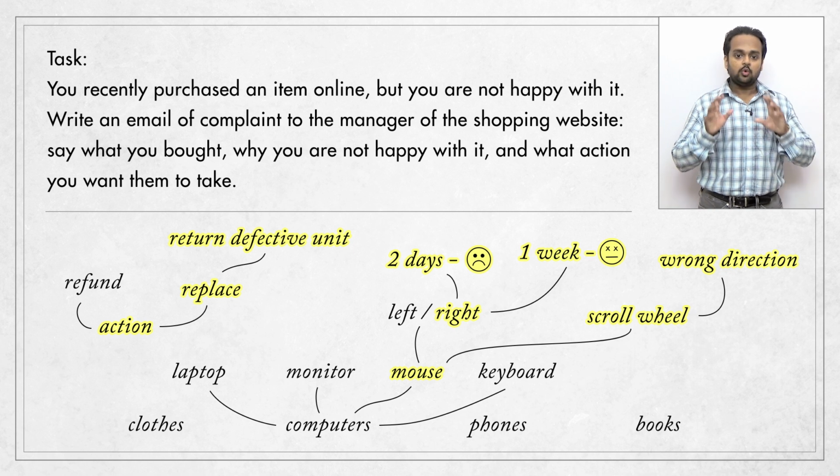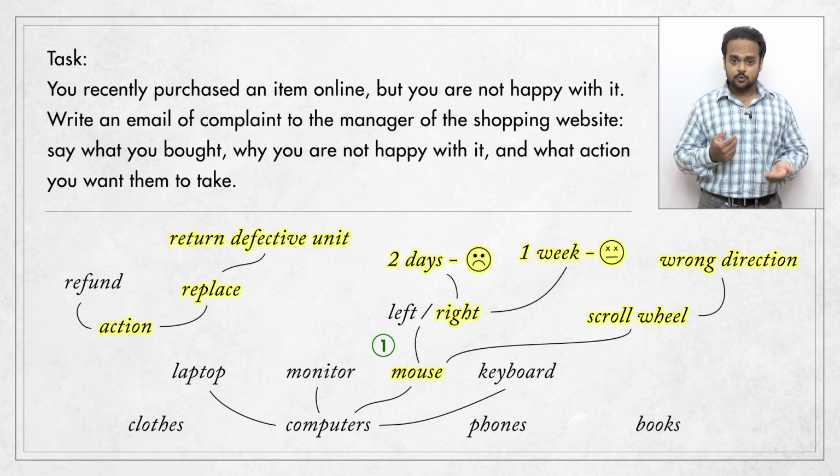So now, how do we organize these points? Well, first, I want to say that I bought a mouse online. It has two problems. One is that the right mouse button started having issues 2 days after it arrived, and now it's been a week and it has stopped working completely. Then I'd like to mention the scroll wheel. It's making the screen go in the wrong direction. And finally, I want the company to replace the mouse and I can return the defective one. This is the outline we're going to follow for this email.